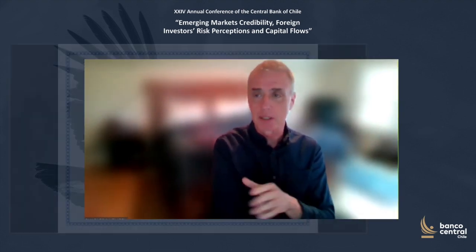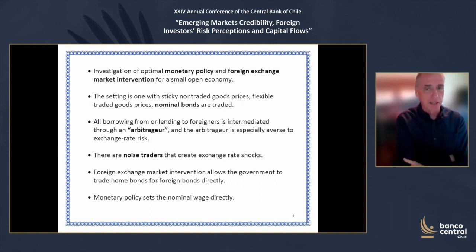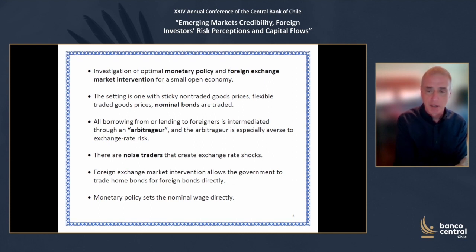So what this paper does is investigate optimal monetary policy and foreign exchange market intervention for a small open economy. Just to give you the background, the setting is one with a sticky non-traded goods price, flexible traded goods price, nominal bonds are traded, and then there's an arbitrageur that has to intermediate the trade in these bonds. There are noise traders that create exchange rate shocks. And then foreign exchange market intervention is going to allow the government to trade home bonds for foreign bonds directly. And monetary policy is going to set the wage directly.